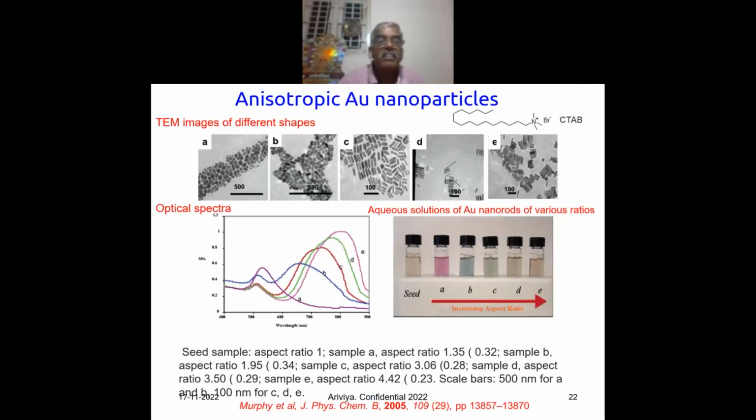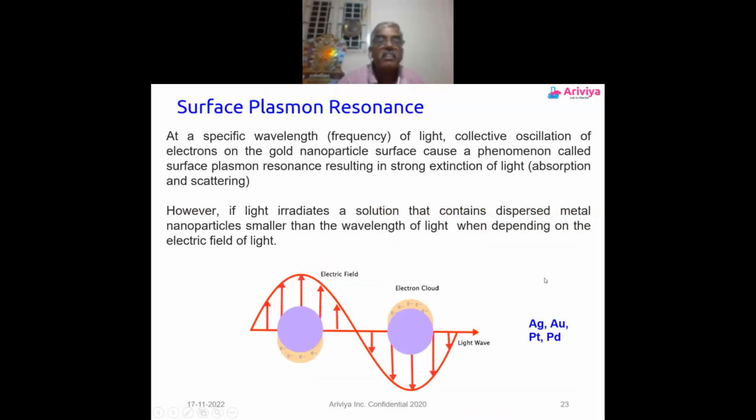Okay, then as I said before, there are different shapes, such as anisotropic Au nanoparticles. You can make different shapes of the nanoparticle. When you prepare different shapes, not only size but shape also differs, and then you will get a different color. Okay, for that purpose I am showing this slide. I think all of you might be familiar with what surface plasmon resonance is.